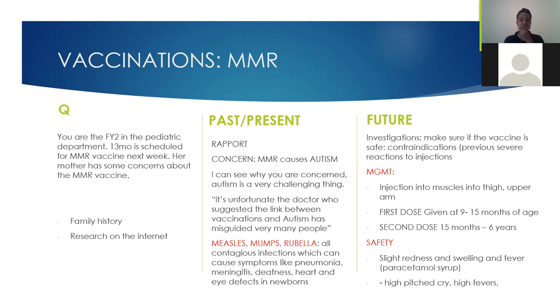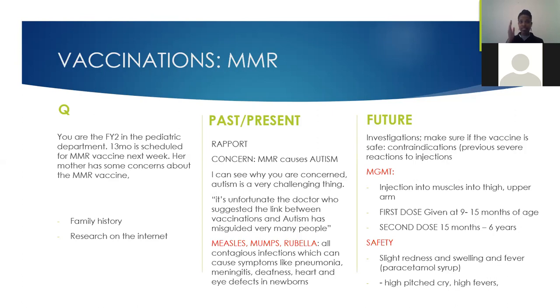Then if she says, okay, I'm going to consider it, you have to take it one step further just to give her information. So it's actually a 2-series vaccination. It's given into the muscle, into the thigh or upper arm. It's given at an interval, either between 9 and 15 months of age, and then the second dose between 15 months and 6 years.